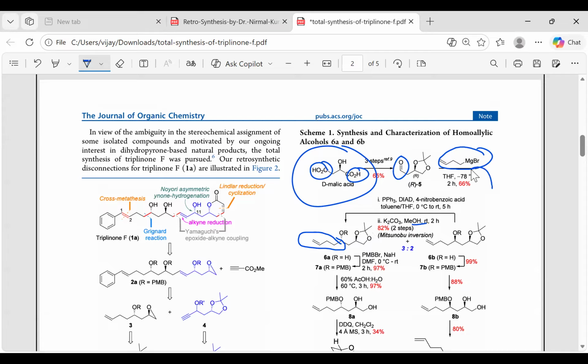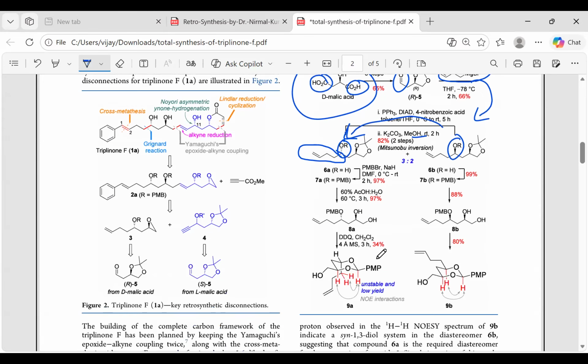Okay, from this one, they initially got this one, and from this they have got this compound by Mitsunobu reaction. Inversion in the chiral center they have done here. Then there are further reactions. Particularly the first one is PMB-Br and sodium hydride in DMF solvent at 0 degrees Celsius. They got some intermediate, and basically the PMB protection is at this position.